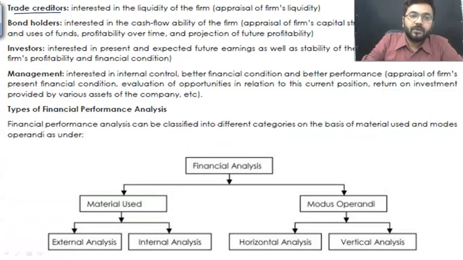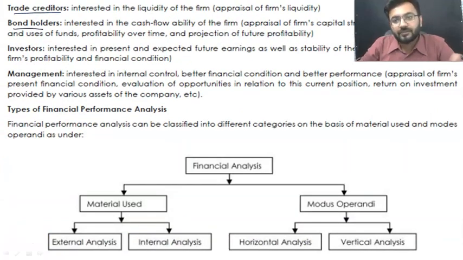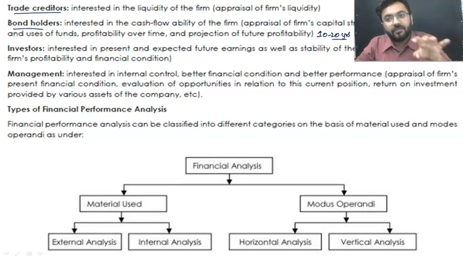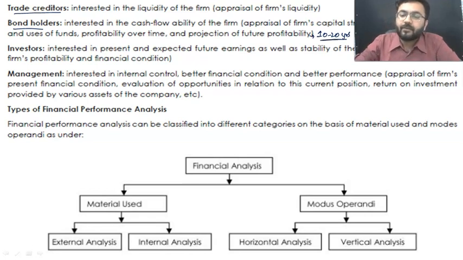Now we have bondholders, the people who are interested in our cash flow, our capital structure, because they are going to give us funds. So they are going to have a proper future profitability, that it's okay. Whenever a loan is given, that is not given for a period of like 10 days or 20 days. That is given for like 10 to 20 years. So they need to check that it's okay. Today we have given a loan, but does the firm or the organization have the capability to remain profitable for a period of like 20 years?